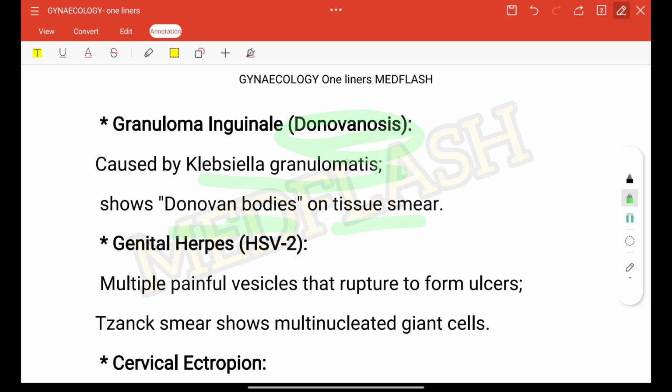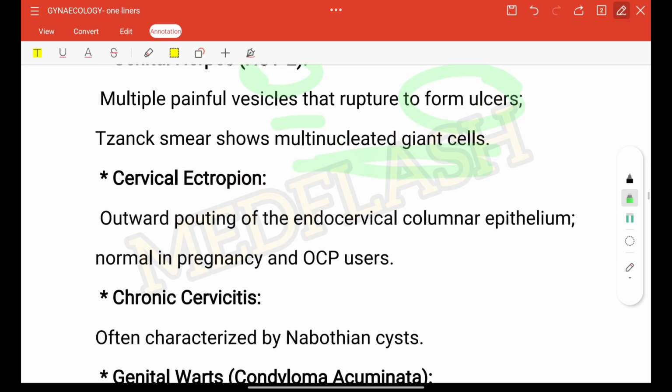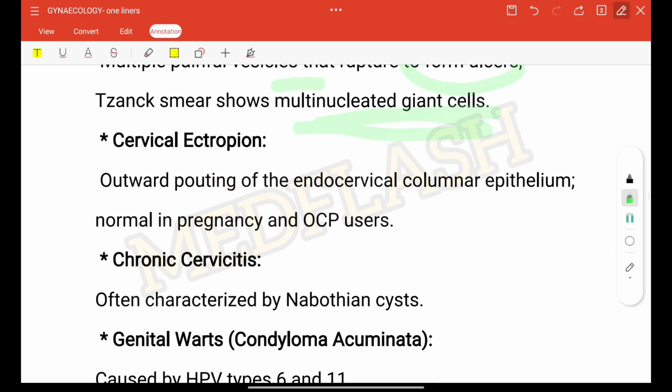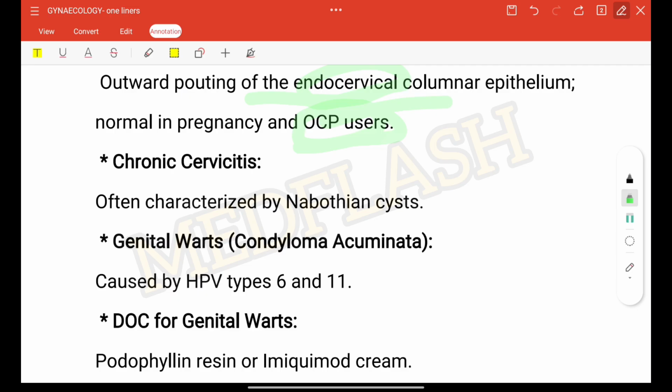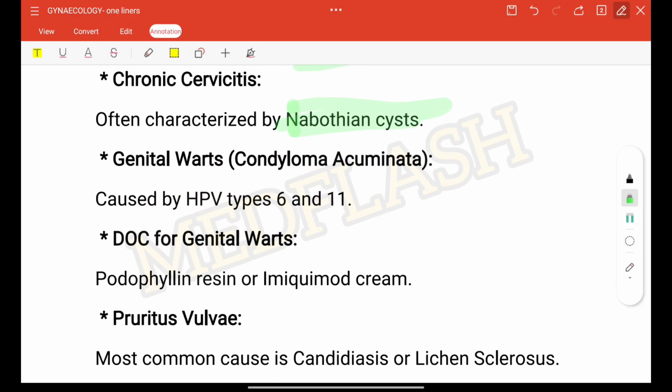Genital herpes, HSV-2: multiple painful vesicles that rupture to form ulcers. Tzanck smear shows multinucleated giant cells. Cervical ectropion is outward pouting of the endocervical columnar epithelium, normal in pregnancy and OCP users. Chronic cervicitis is often characterized by Nabothian cysts. Genital warts, condyloma acuminata, are caused by HPV types 6 and 11.